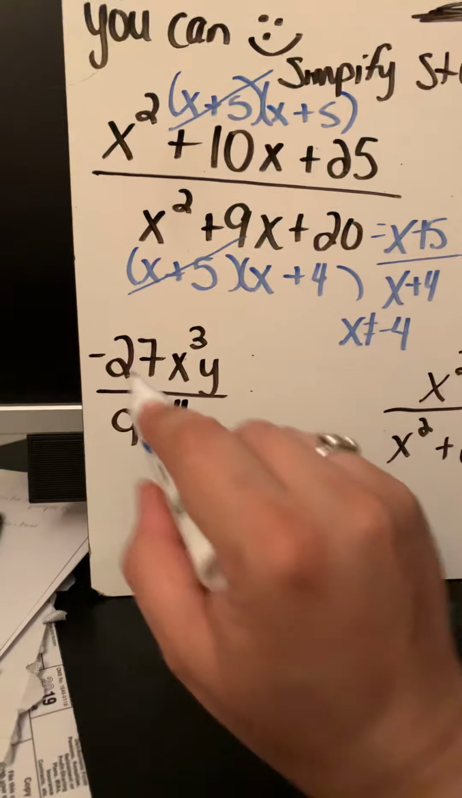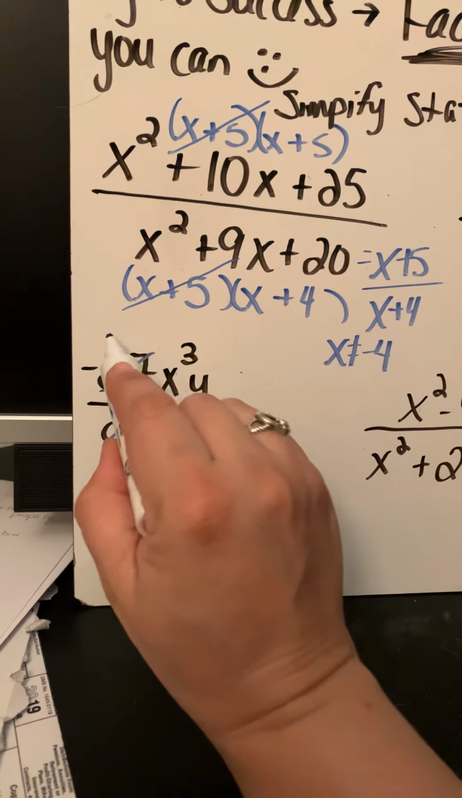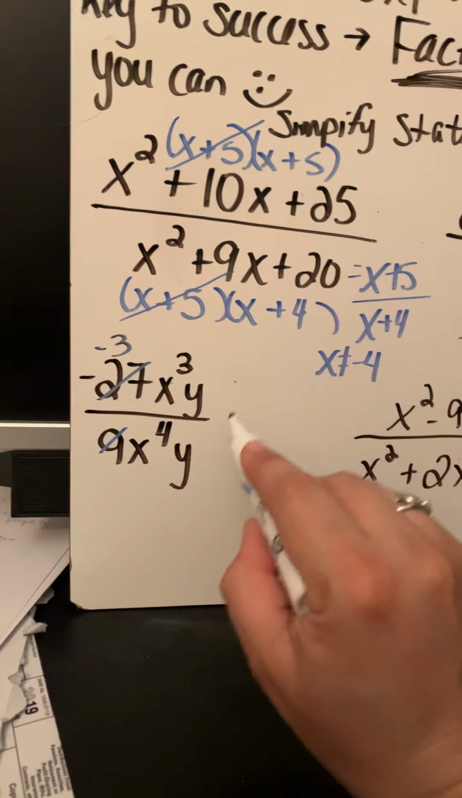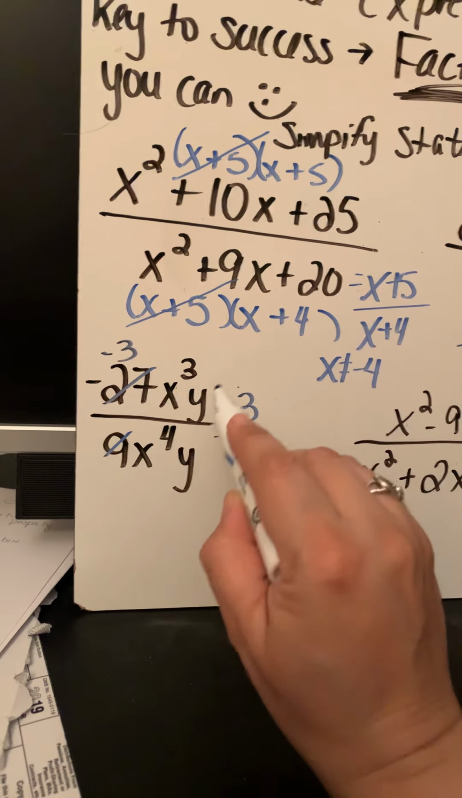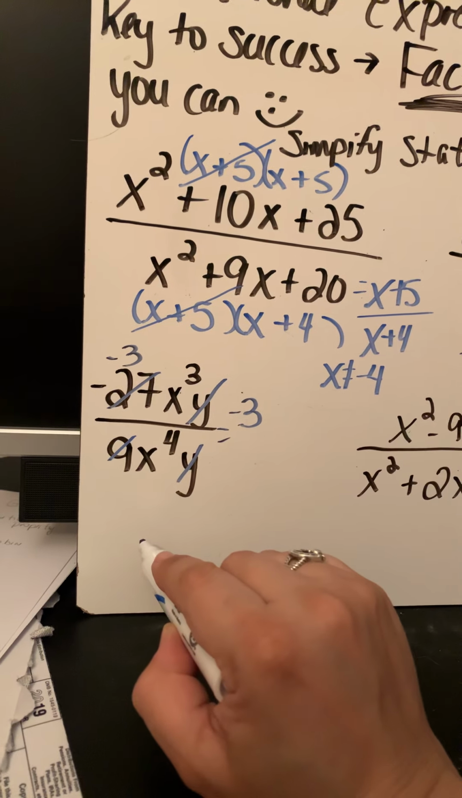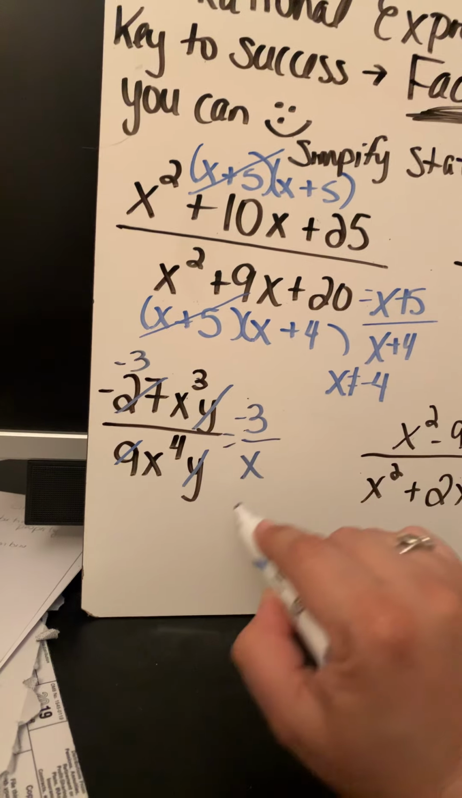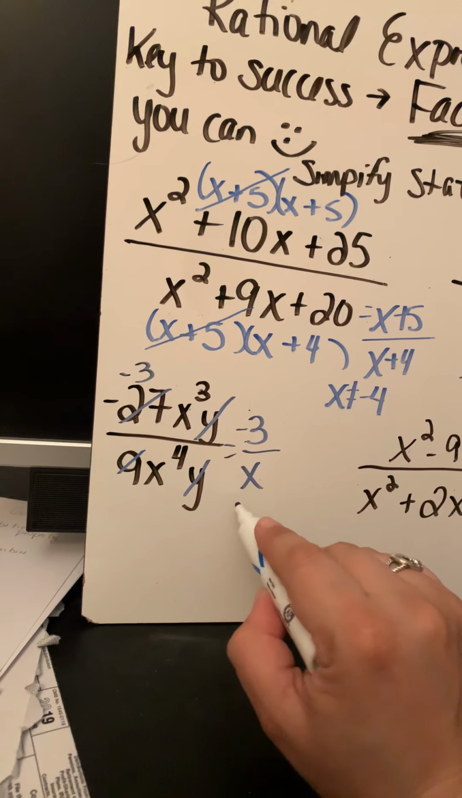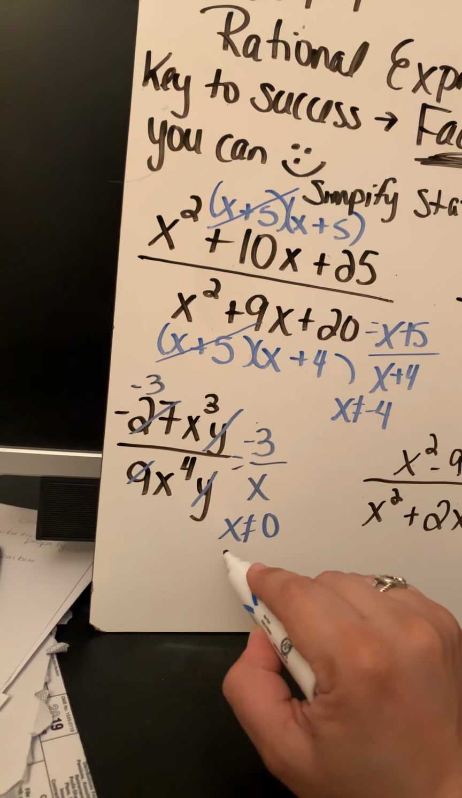Okay, this one here. I'm going to divide again. 9 goes into 27, negative 3 times. So I'm going to have negative 3. My y's cancel. And again, I have 3 from 4, so I have 1 x on the bottom. But what can x not equal? x can't equal 0. Done.